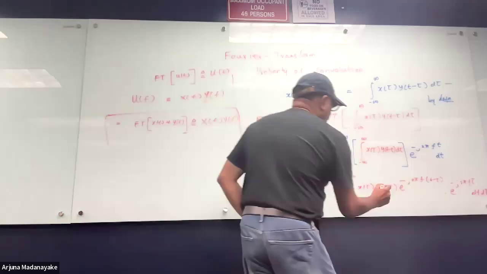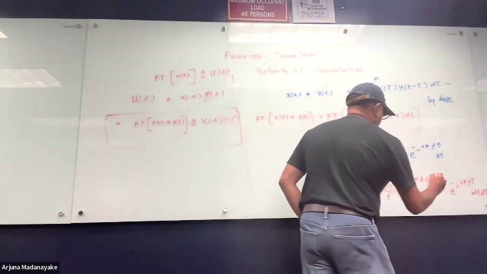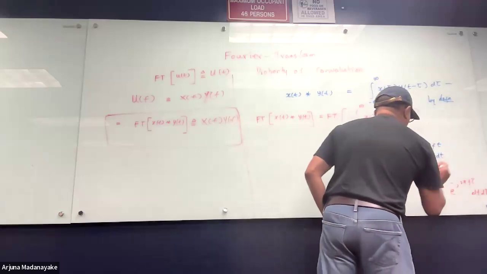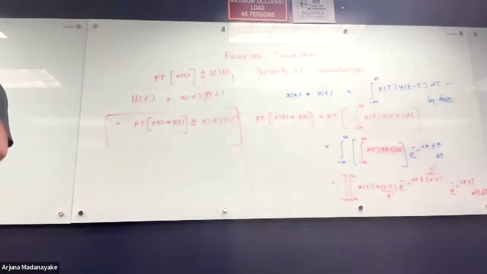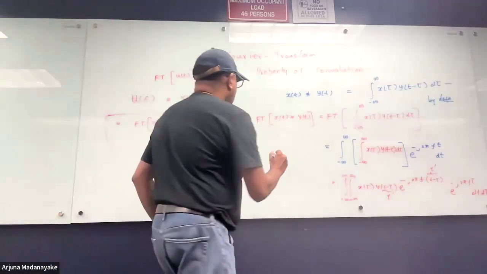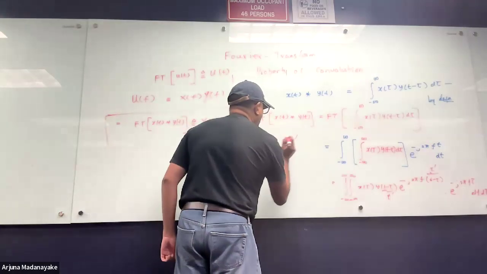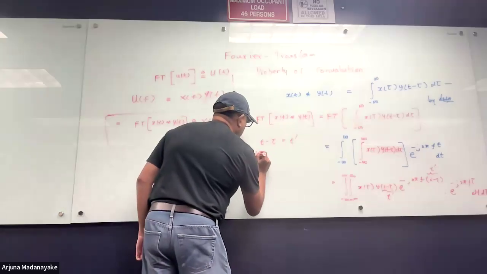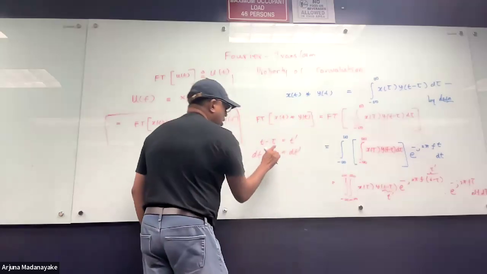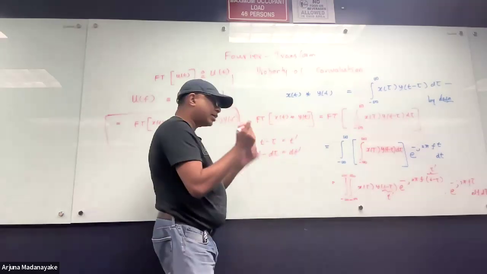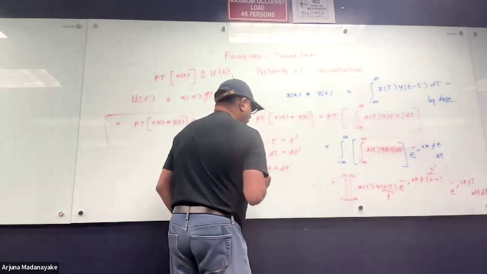Okay, so now I'm going to call t minus tau t prime. It's a dummy variable, right? So t minus tau is equal to t prime. I take the differentials. dt minus d tau is equal to dt prime. Tau is a constant as far as t is concerned, so d tau is 0. So I can write dt is equal to dt prime.